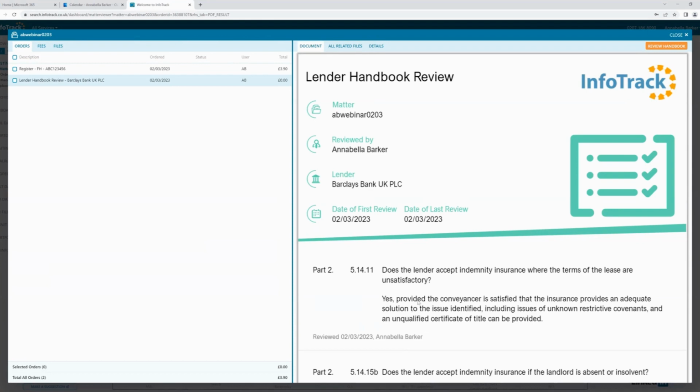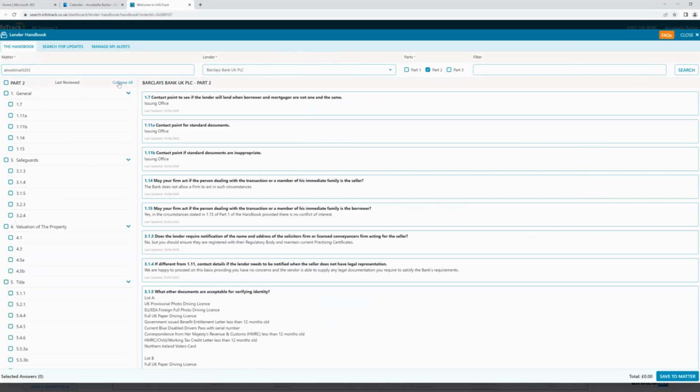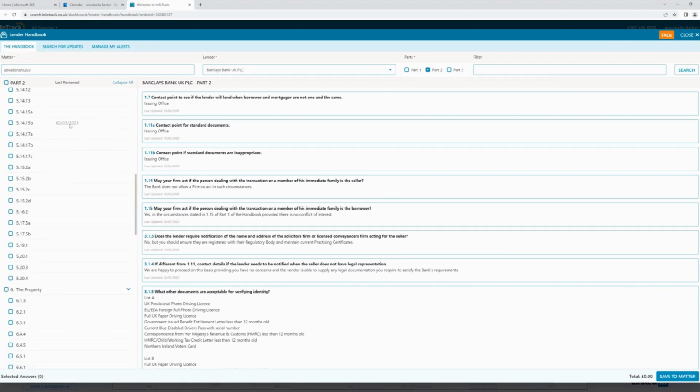So to continue your review, just click Review Handbook in the top right. And then we'll also show you which answers have already been checked here, so that you don't need to refer back to the review document. So you can check this by expanding the contents on the left-hand side. And if an answer has been reviewed, we'll show the date last reviewed.